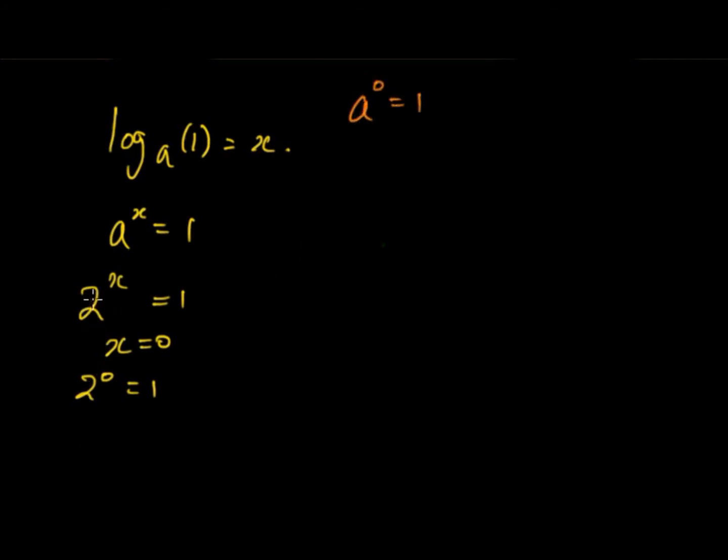Now it doesn't matter what value we put, it's always going to equal 1 if we put it to the power of 0. So 3 to the 0 will equal 1, 100 to the 0 will equal 1, negative 5 to the 0 will equal 1. And we can see that log a to the 1 will always equal 0.